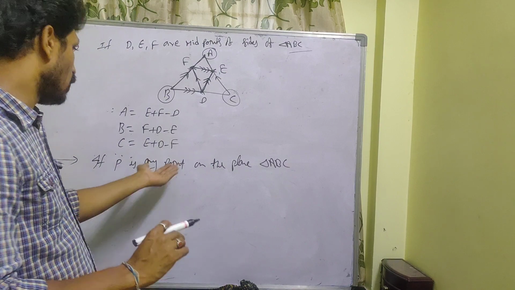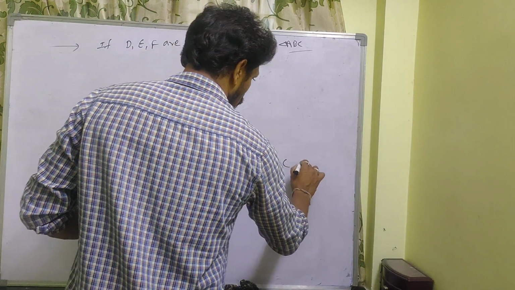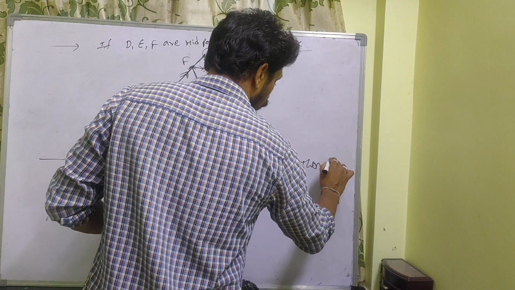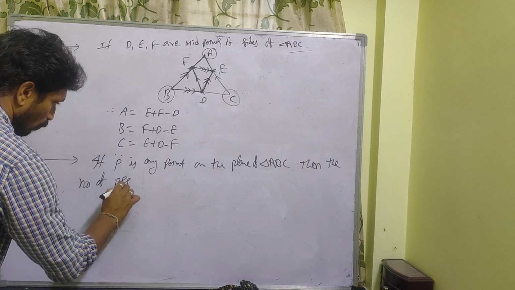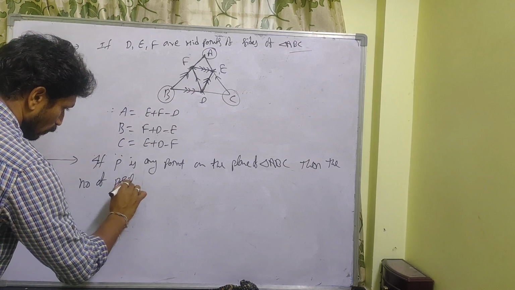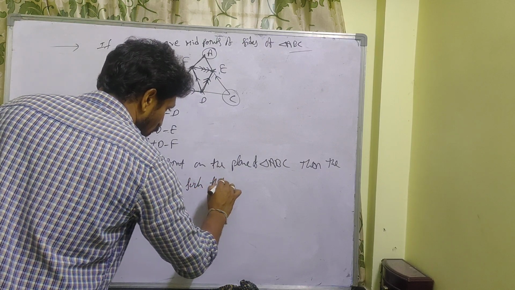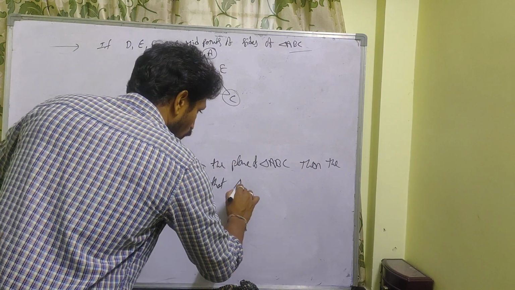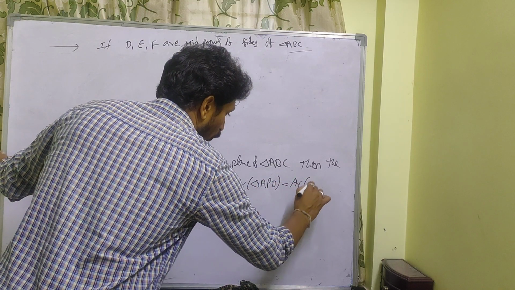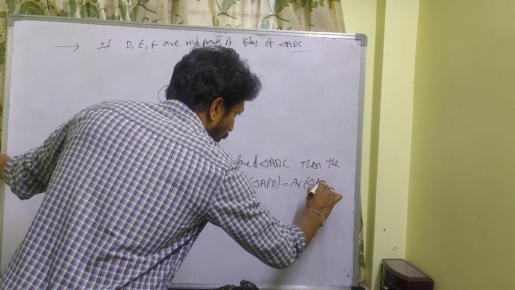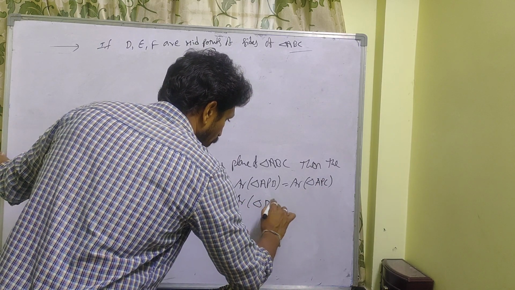If P is any point on the plane of triangle ABC, then the number of positions of P such that area of triangle APB is equal to area of triangle APC is equal to area of triangle BPC.